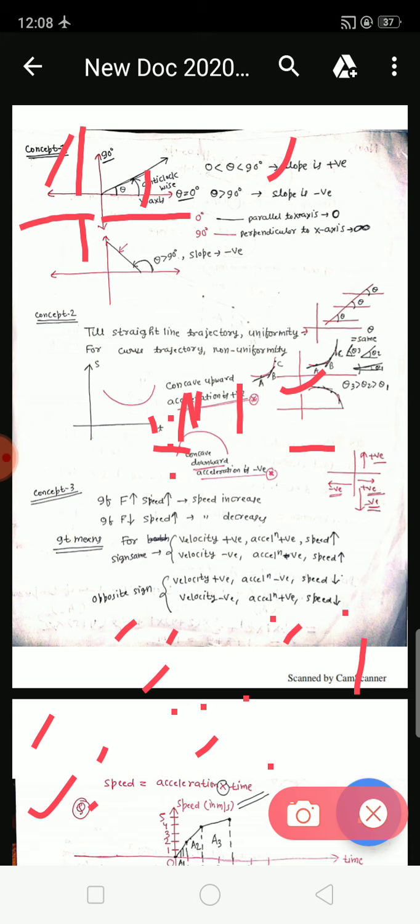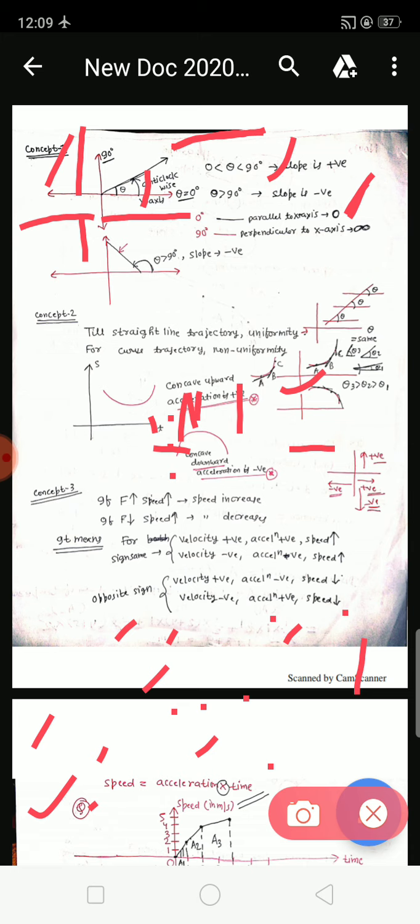If theta is 0 degree, it means that the line is parallel to the x-axis, like this. Parallel to the x-axis means the slope will be 0, because tan 0 degree equals 0. So if theta is 0 degree, then that line is parallel to the x-axis and the value of the slope will be 0.